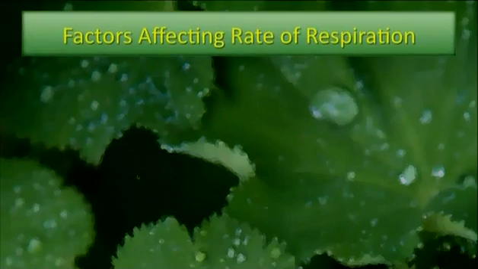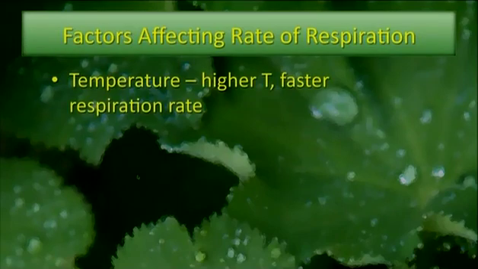Now, some factors that affect the rate of respiration. Temperature plays a major role in respiration. The higher the temperature, the faster the respiration rate. When the temperature goes from 68 degrees Fahrenheit to 86 degrees Fahrenheit, the respiration of plants will actually double or triple. The faster respiration happens, the faster the energy is released. That can lead to a decrease in weight, and the weight loss is usually offset with more photosynthesis, producing more sugar.